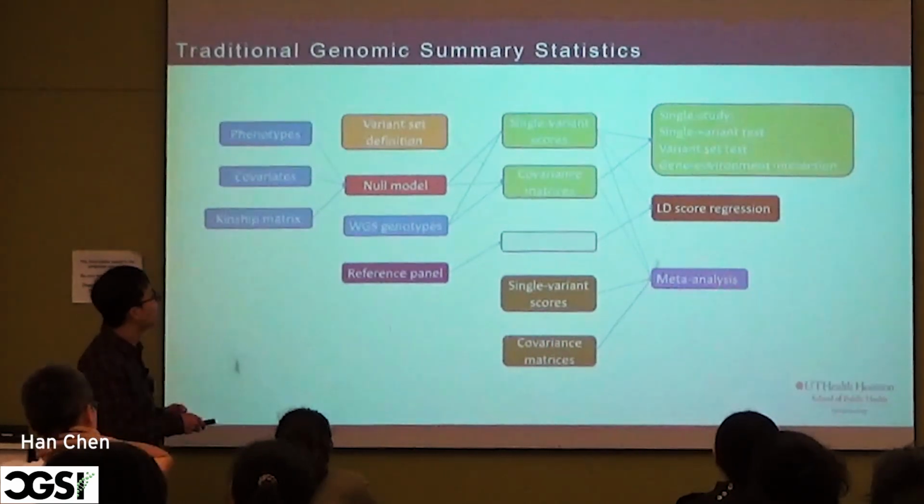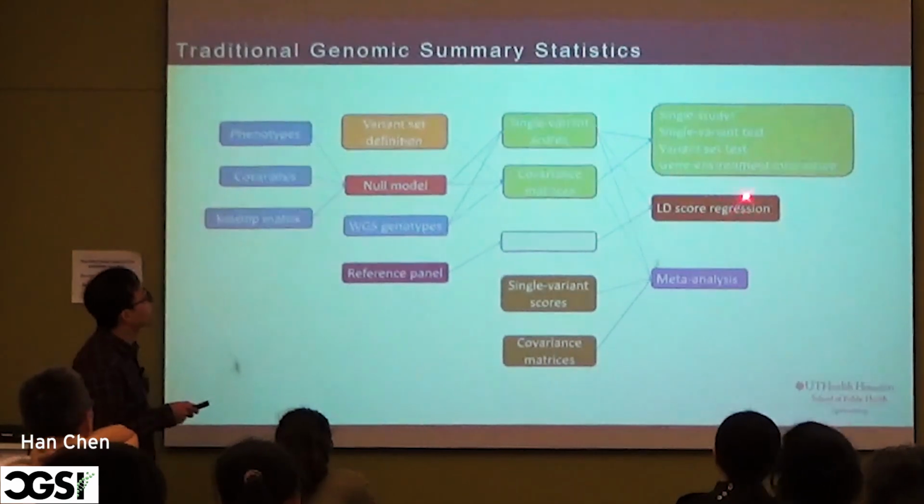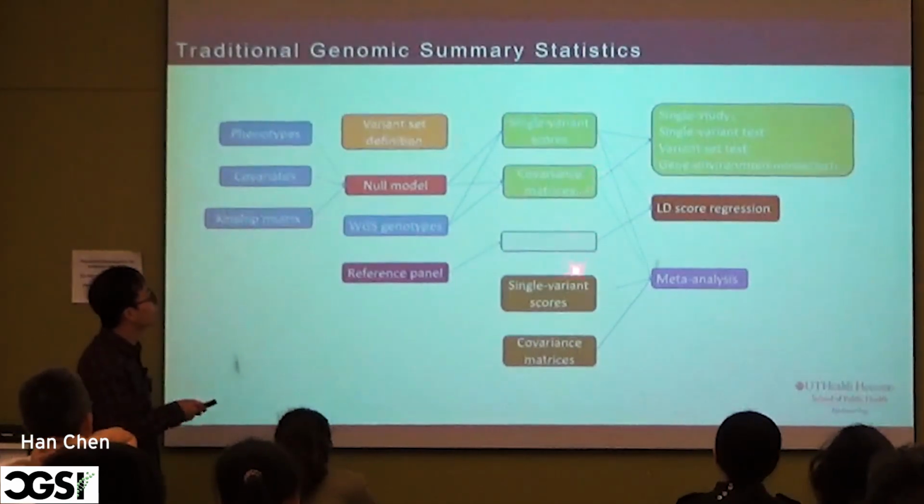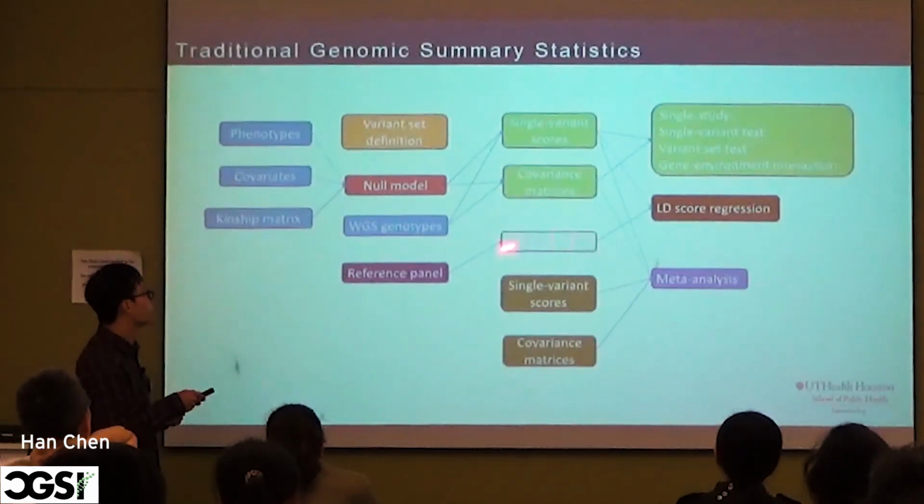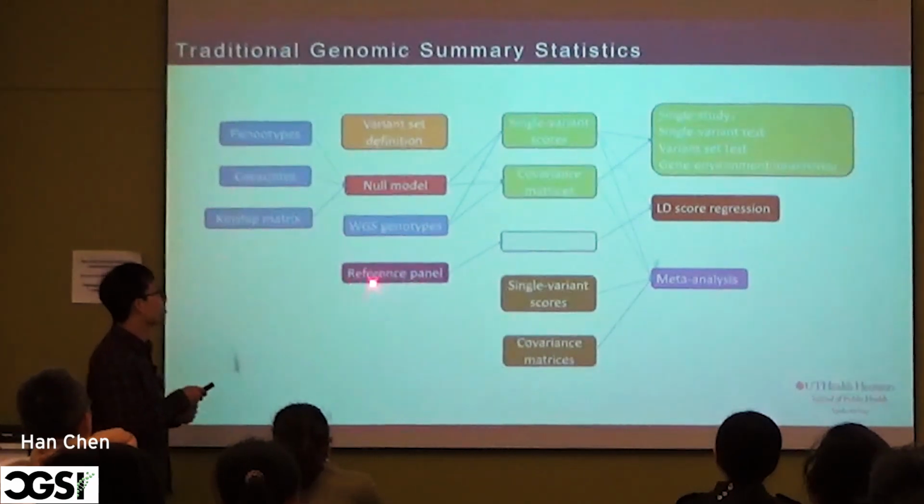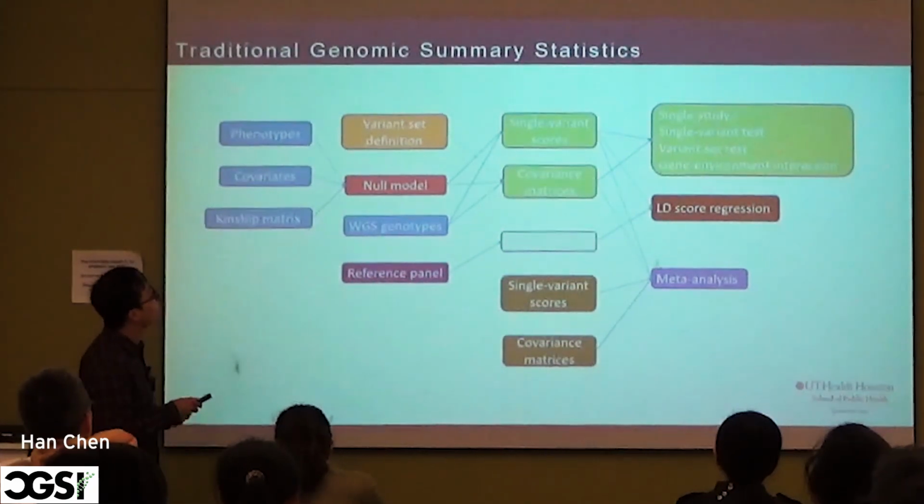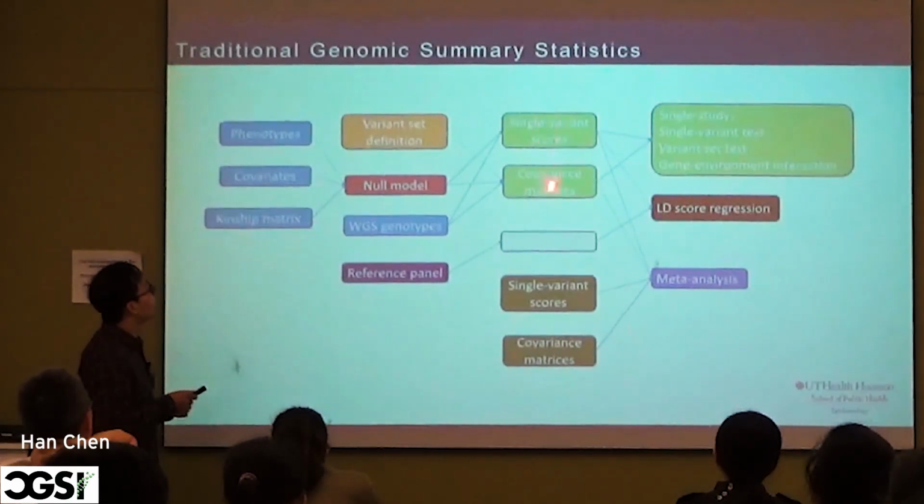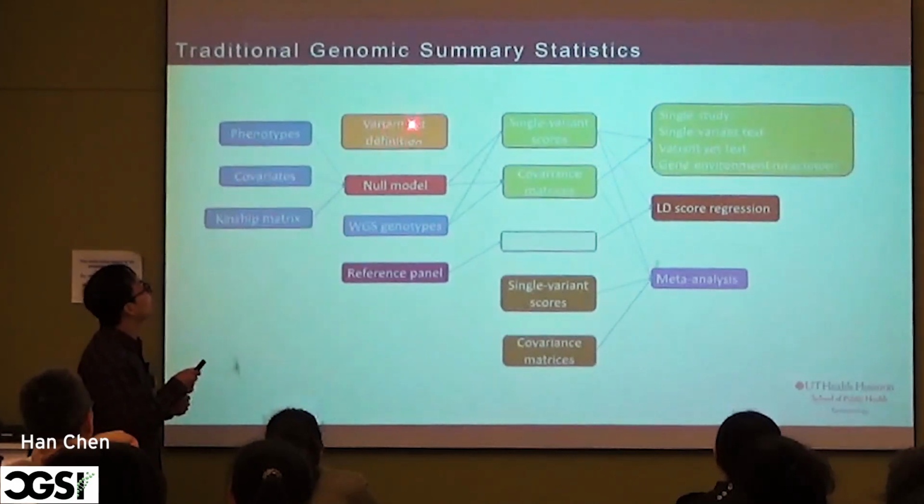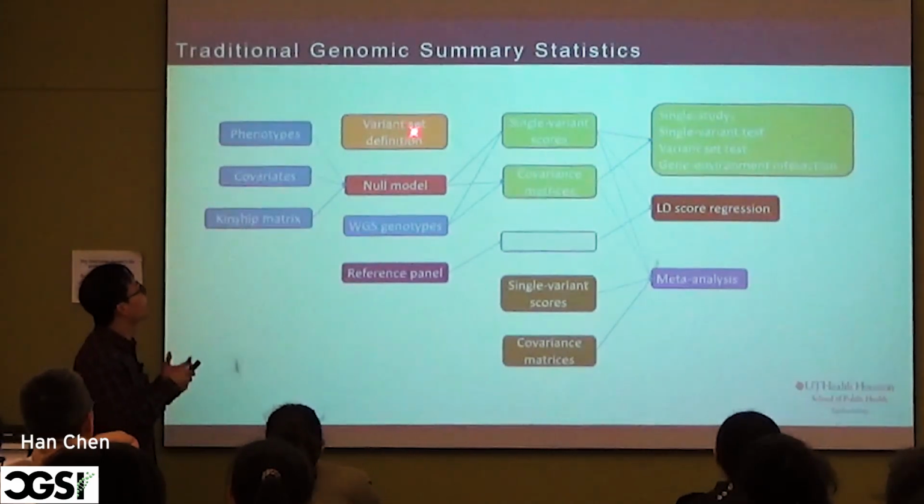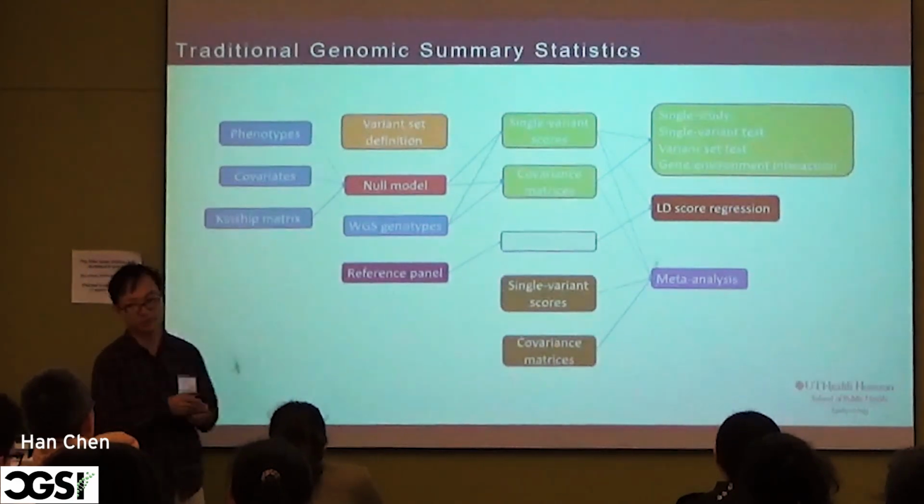If we do LD score regression, we need the single variant scores. We need the LD scores. LD scores were usually estimated from the external reference panel. So that's another way to use that information. So you can see that in this framework, the covariance matrices depend on the variant set definition. So if you don't have the variants in the same set, then you don't have their covariance information.